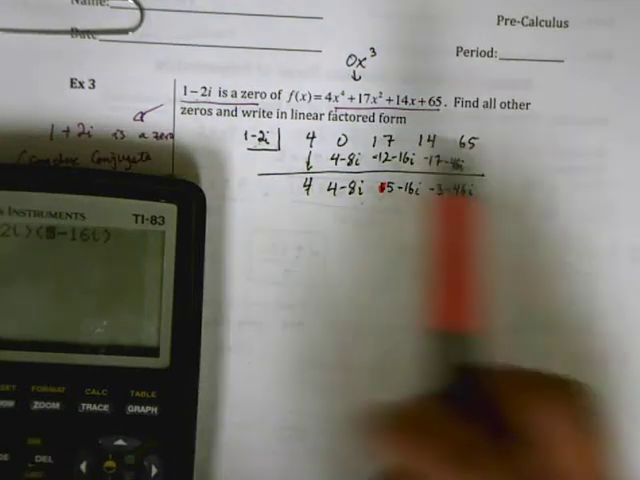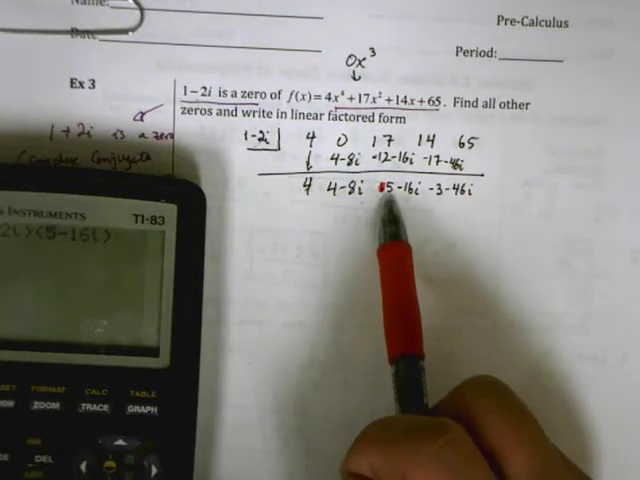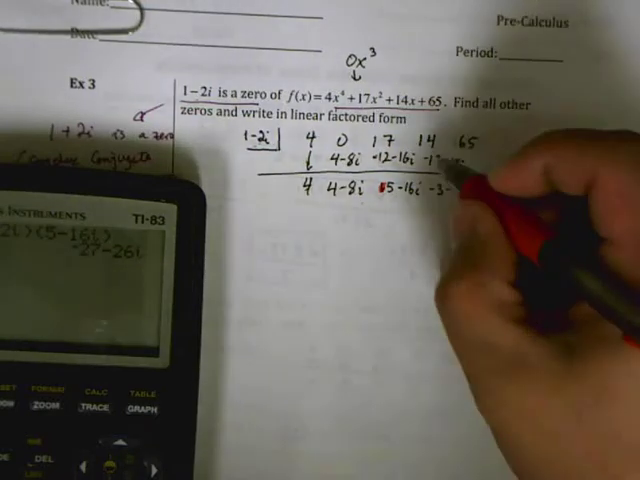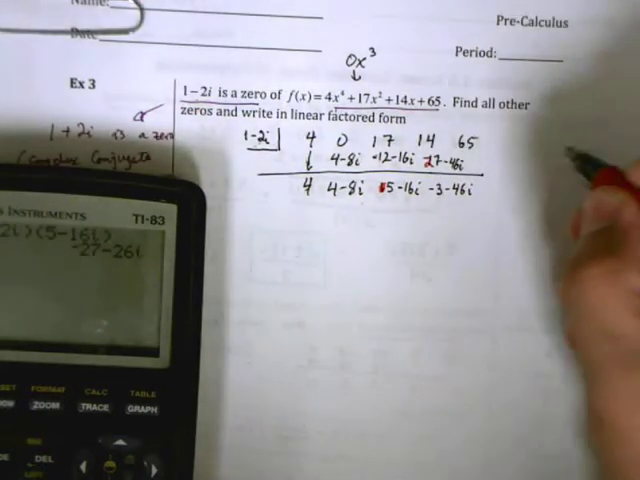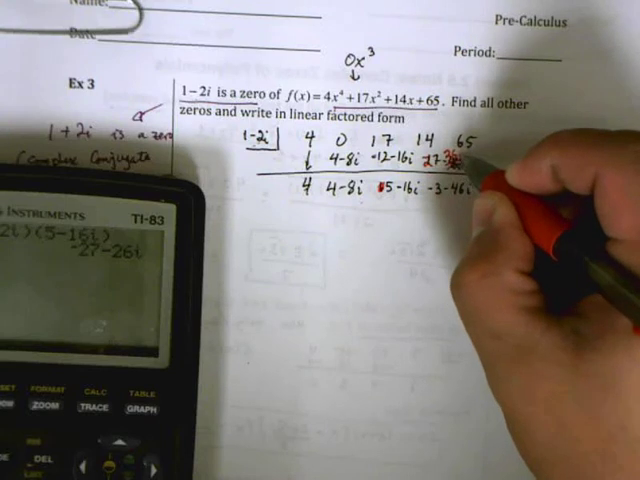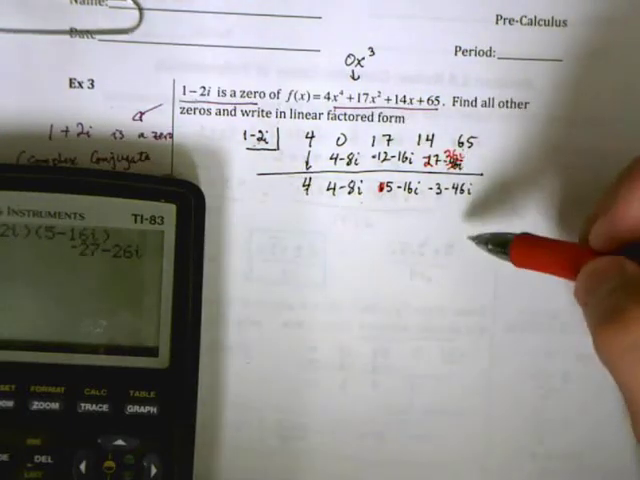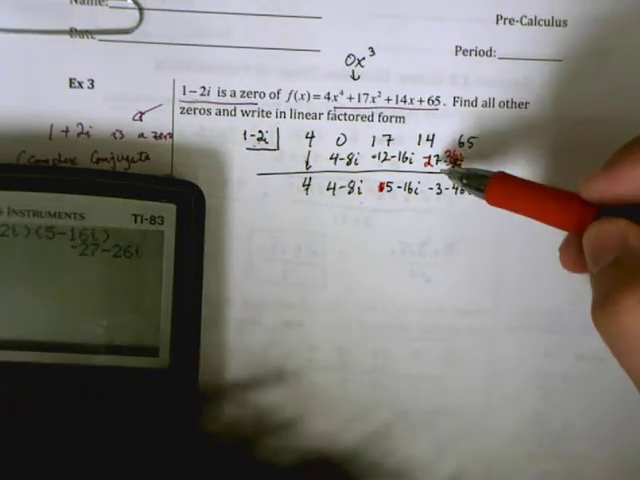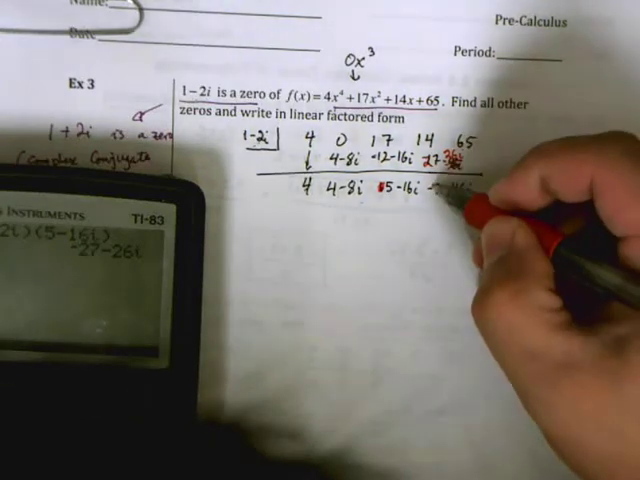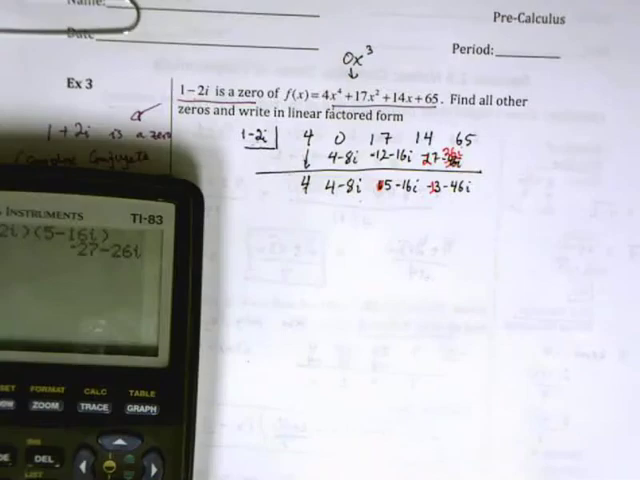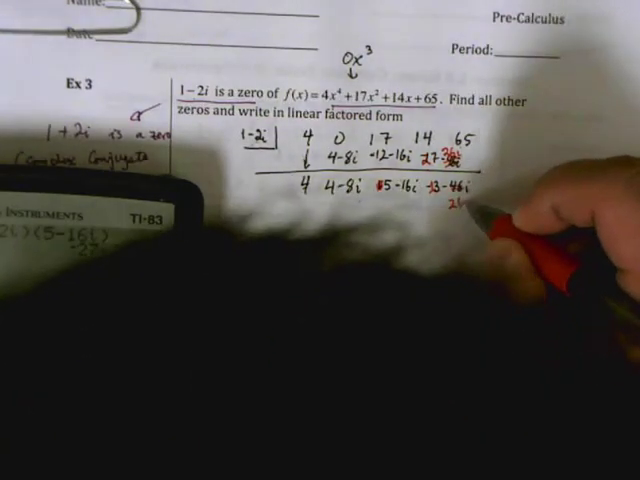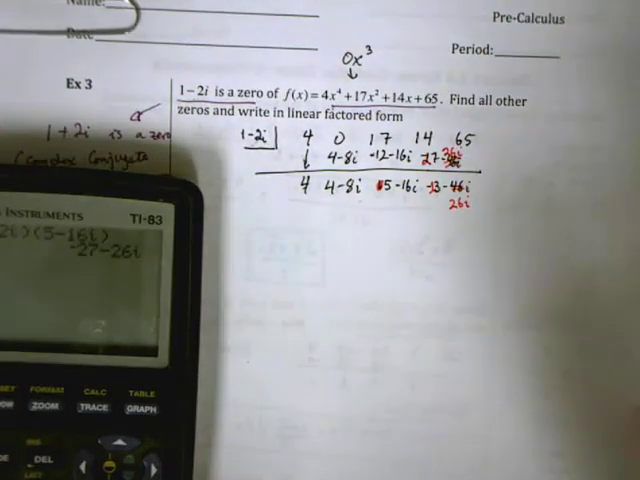So this time, from here I'm doing 1 minus 2i times 5 minus 16i. That gives me negative 27 minus 26i. When I add these two together, 14 minus 27, that's going to give me negative 13 minus 26i. I apologize for that.